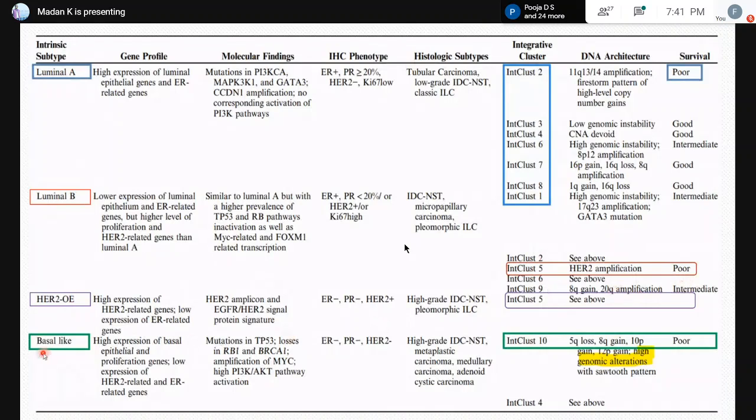And then finally, the basal-like group, which is genomically complex, had integrated cluster 10 and also showed 5q loss, 8q gain, and so on. Basically, there were high genomic alterations in this group, and this group has a poor prognosis.